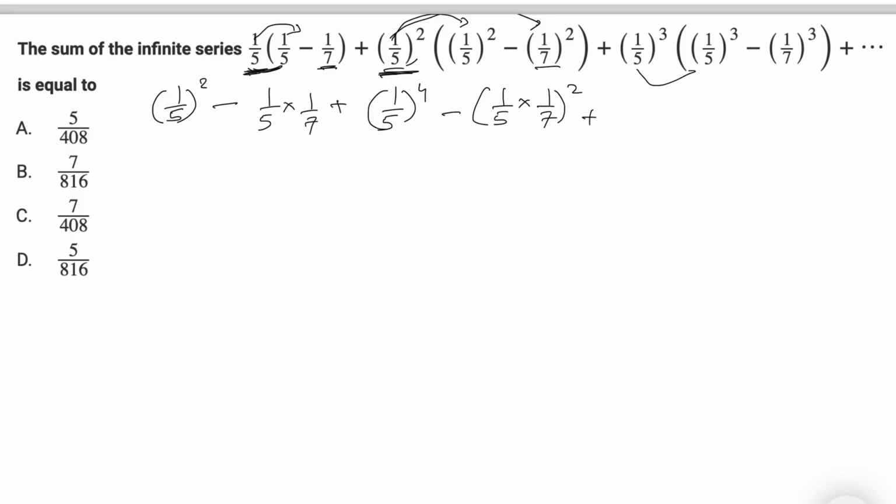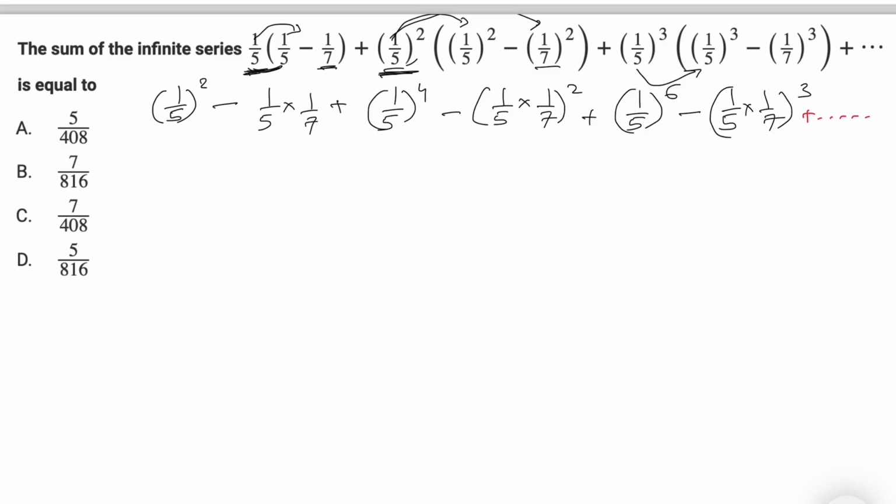Plus 1 by 5 cube into 1 by 5 cube minus 1 by 7 cube. When this gets multiplied by 1 by 5 cube inside, 1 by 5 cube into 1 by 5 cube becomes 1 by 5 the whole raised to 6, right? Minus 1 by 5 cube into 1 by 7 cube will be 1 by 5 into 1 by 7 the whole cube. And this continues for infinite terms.